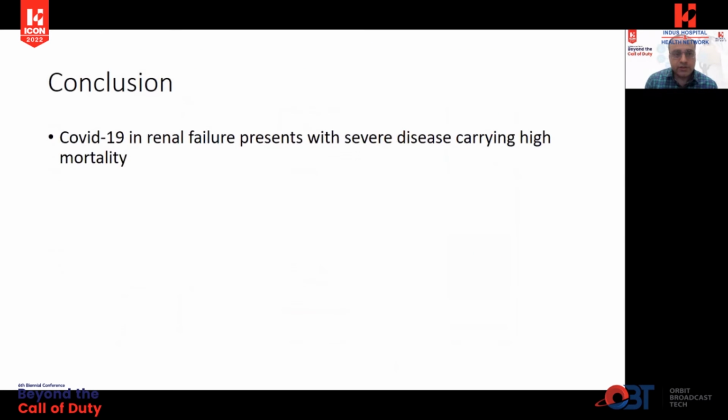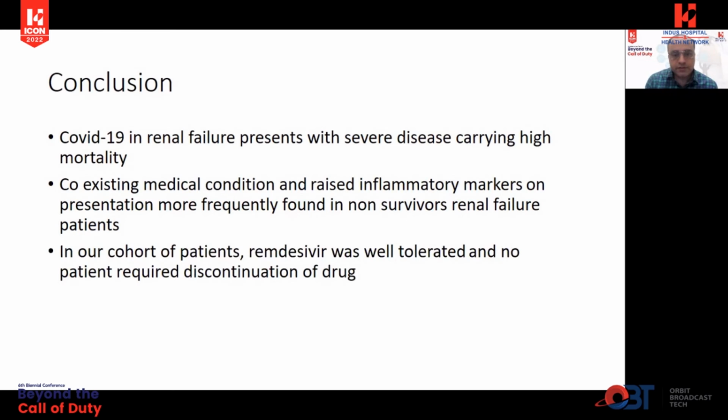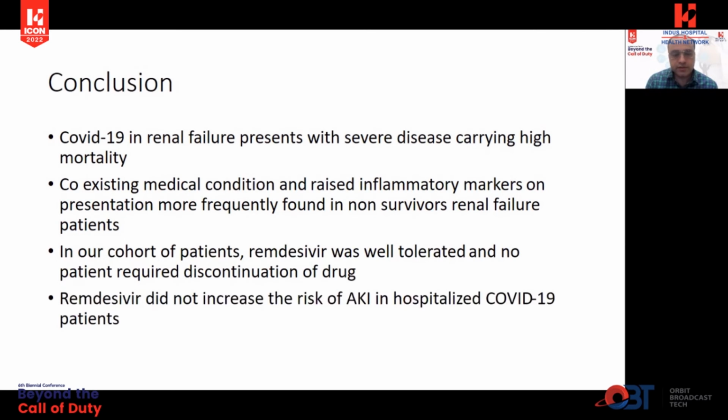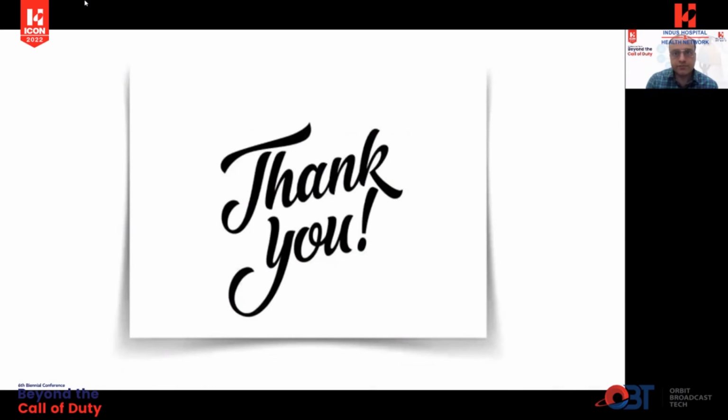Sorry, day 14. So in conclusion, COVID-19 in renal failure presents with severe disease carrying high mortality. Coexisting medical conditions and raised inflammatory markers on presentation were more frequently found in non-survivor renal failure patients. In our cohort of patients, remdesivir was well tolerated and no patients required discontinuation of the drug. Remdesivir did not increase the risk of AKI in hospitalized COVID-19 patients. Thank you.